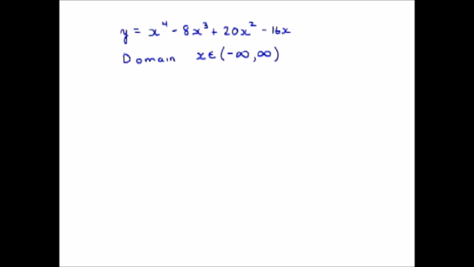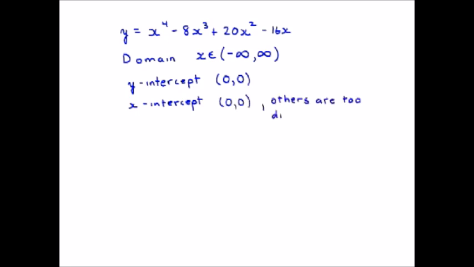The next thing you're asked to do is find the intercepts. Well, the y-intercept is found by setting x equal to 0. So you set x equal to 0 and solve for y, and you get a value of 0. So we know the y-intercept is (0, 0). That also happens to be one of the potential x-intercepts. Now, the other x-intercepts could be found, but it's a fairly long and cumbersome process, and so we're going to bypass that at this time.